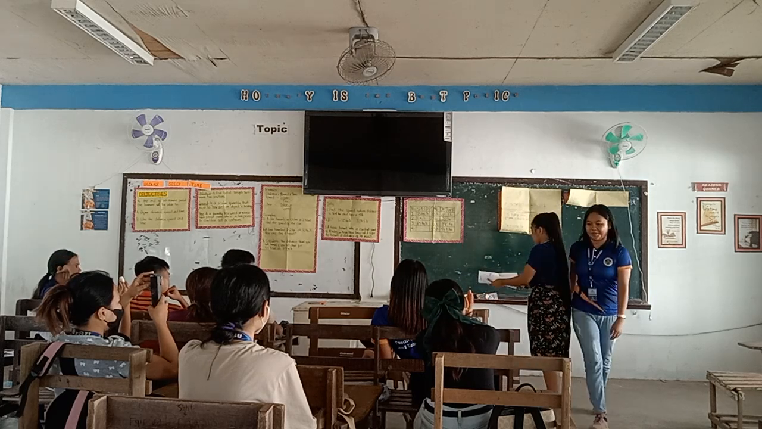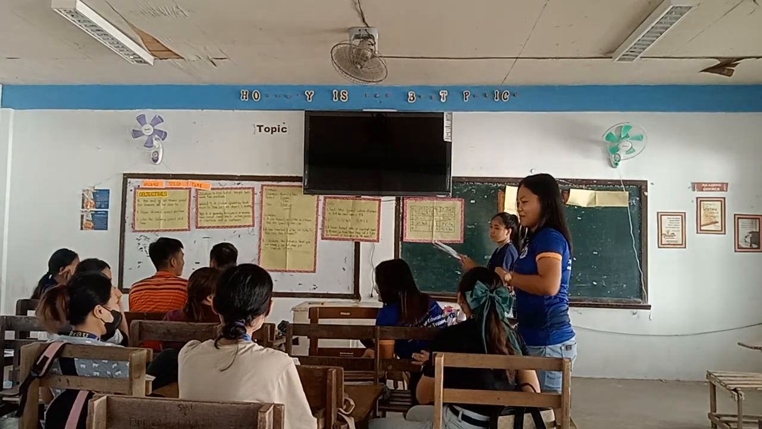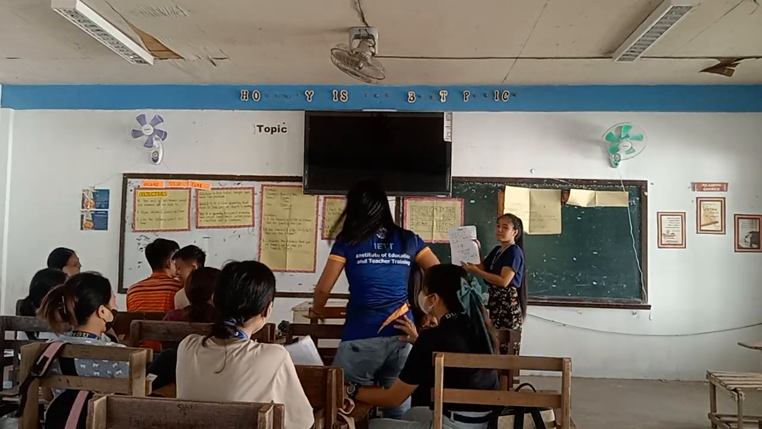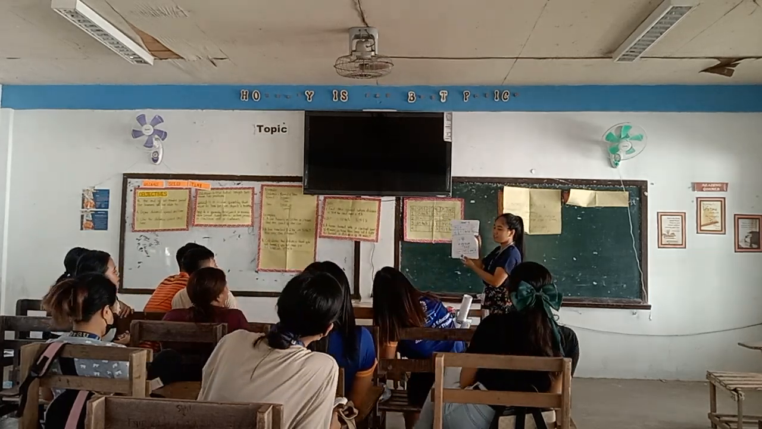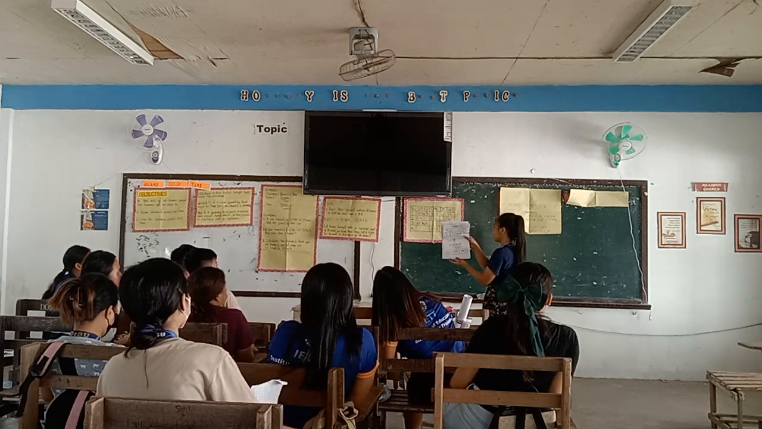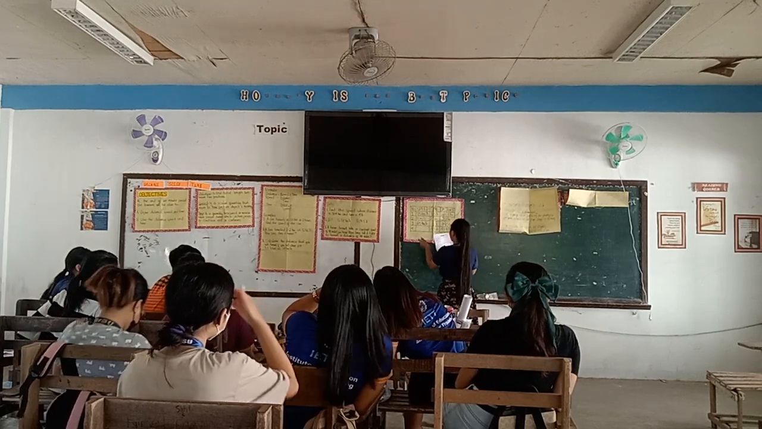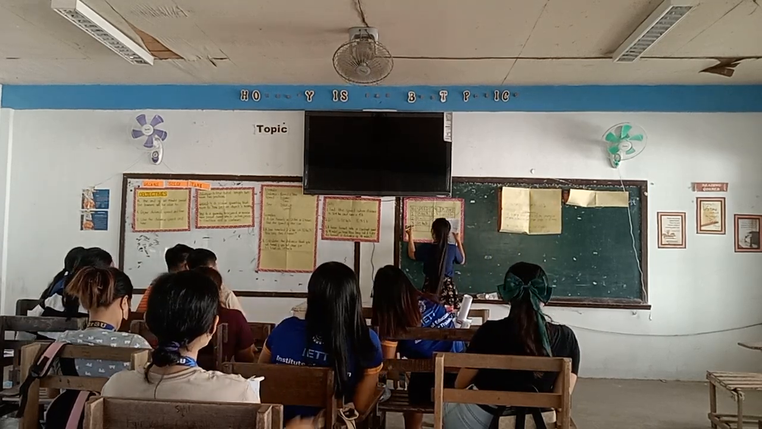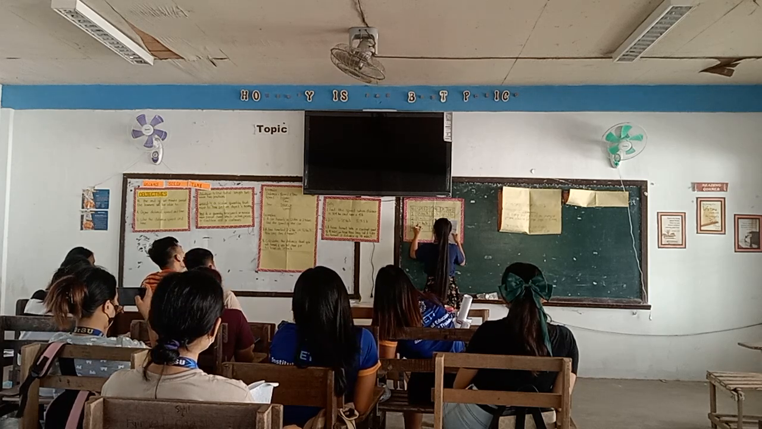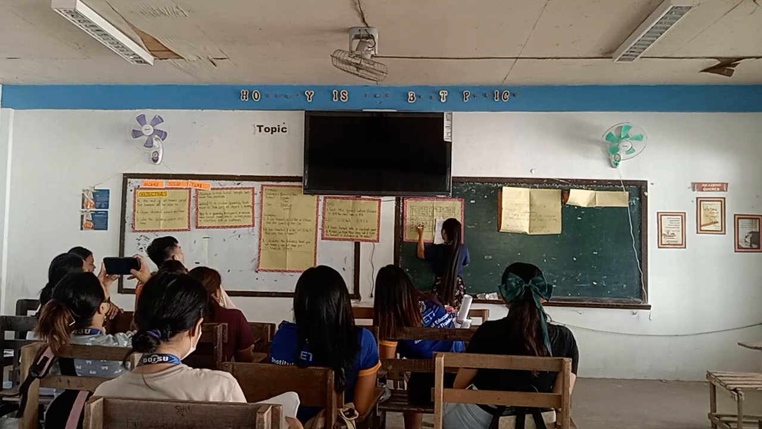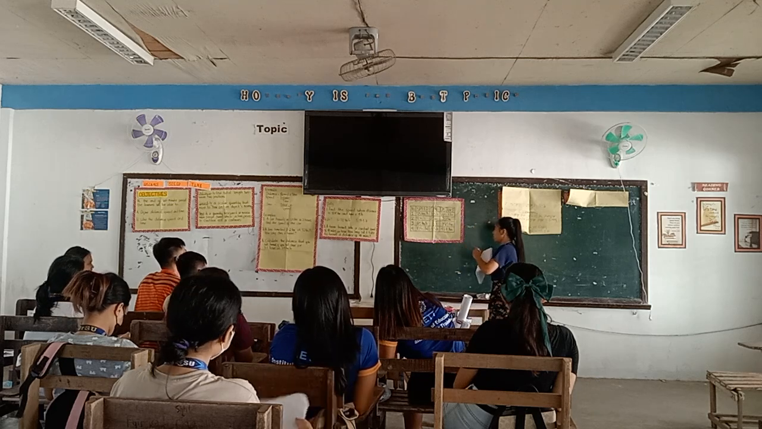Okay, is group 4 correct? Yes, teacher. What's the answer again? 135.1 kilometers per hour. Okay, very good class. You are all correct. So the answer is 135.1 kilometers per hour. So, very good class.